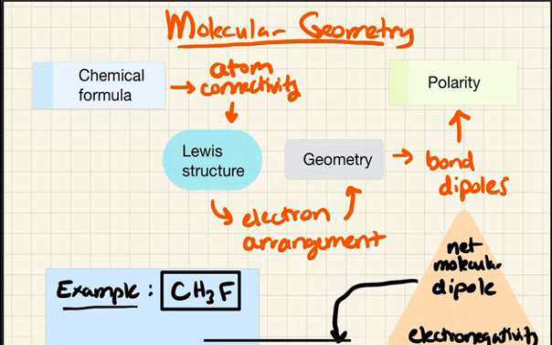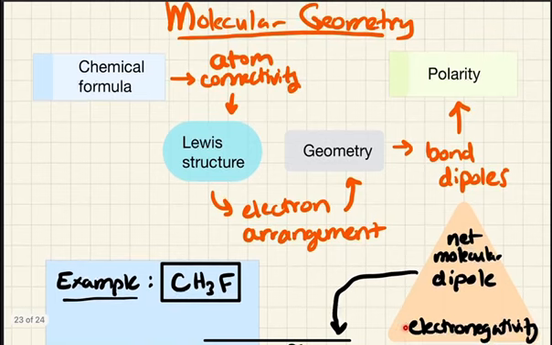And bond dipoles are essentially a difference in electronegativity. If there's a small difference, it's a very small bond dipole, or we might consider it no net dipole between those two atoms. If there's a large electronegativity difference between the two atoms, then we might consider it to be a large dipole. But we'll sort of total all of those up in 3D space to determine an overall net molecular dipole. And the net molecular dipole will help us to determine whether the molecule is polar or not.